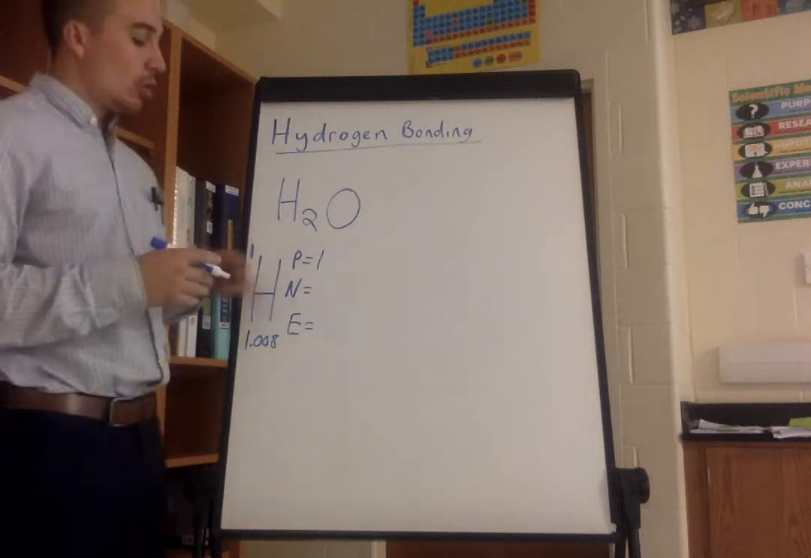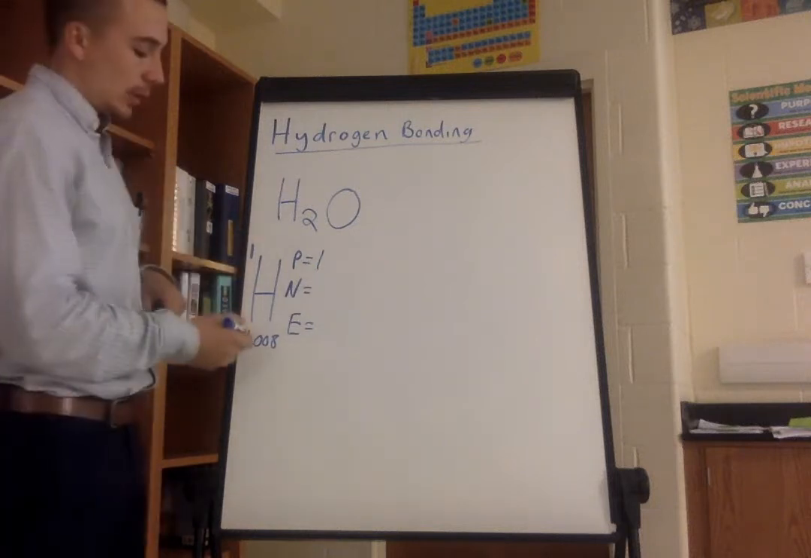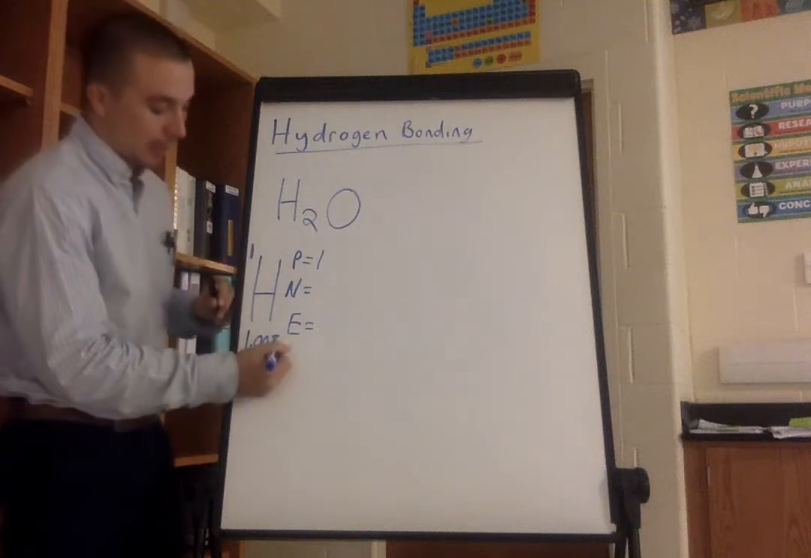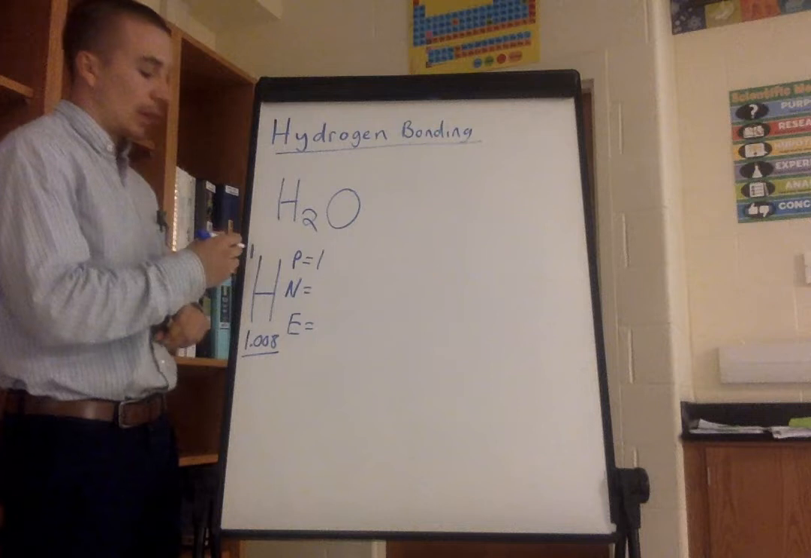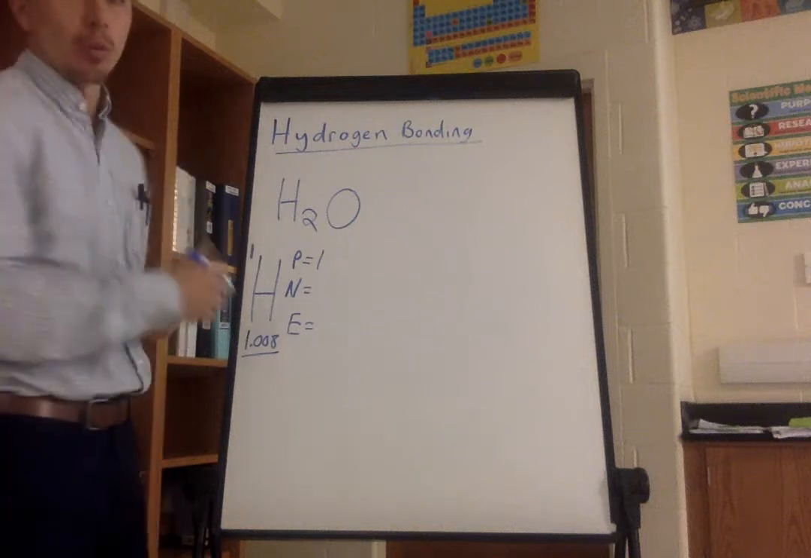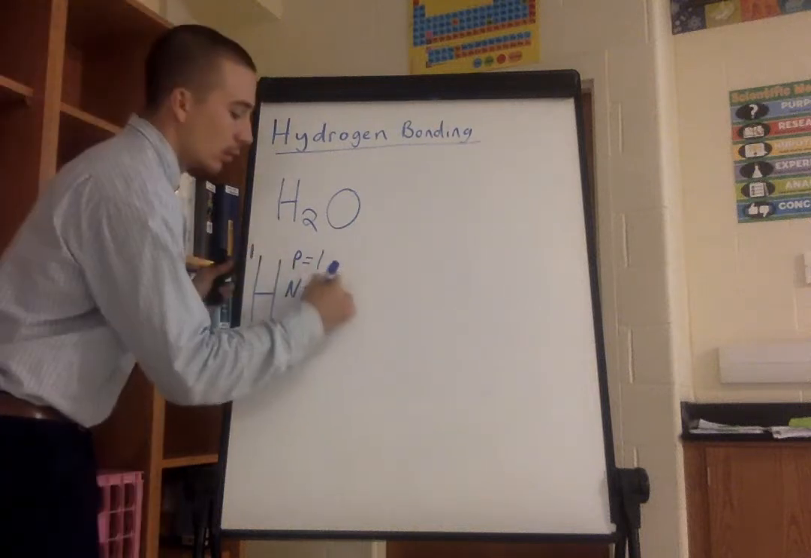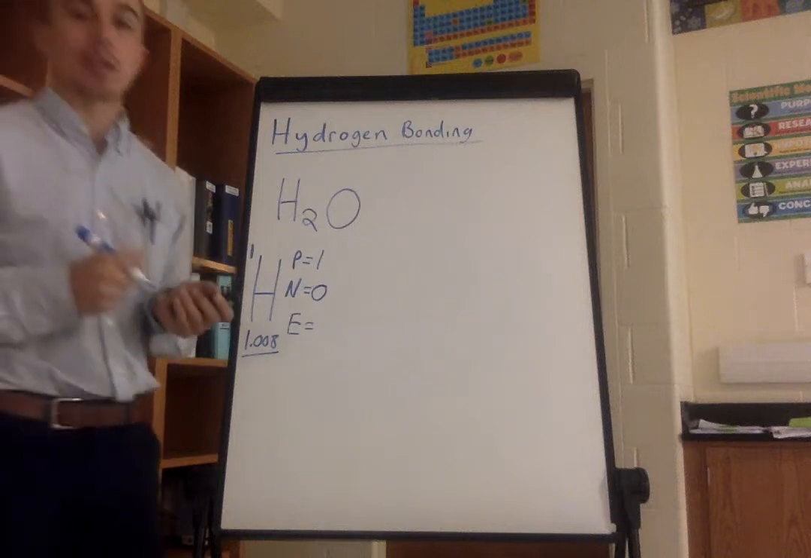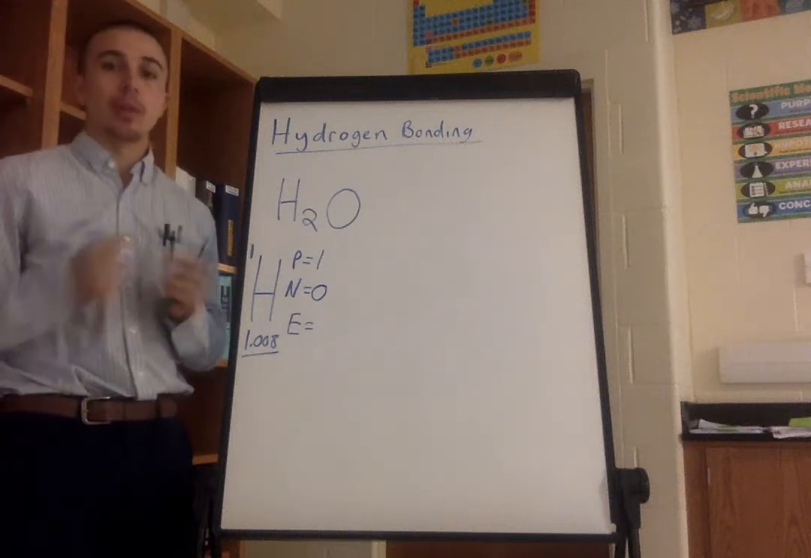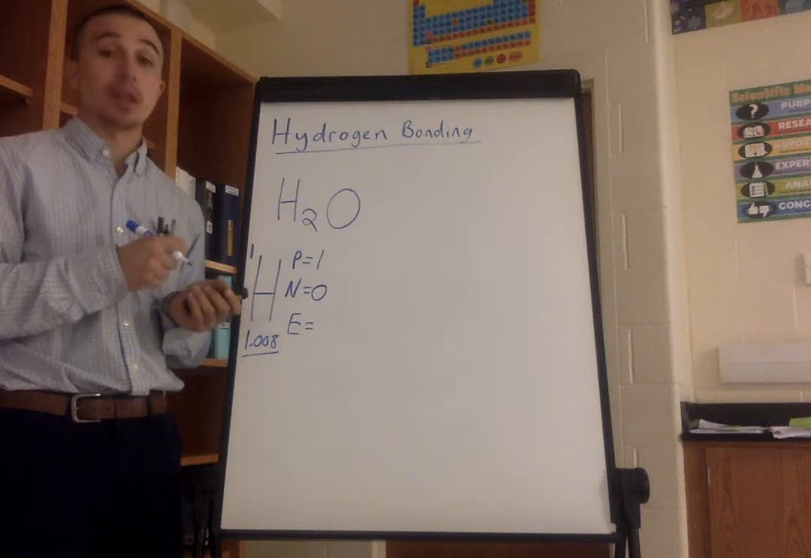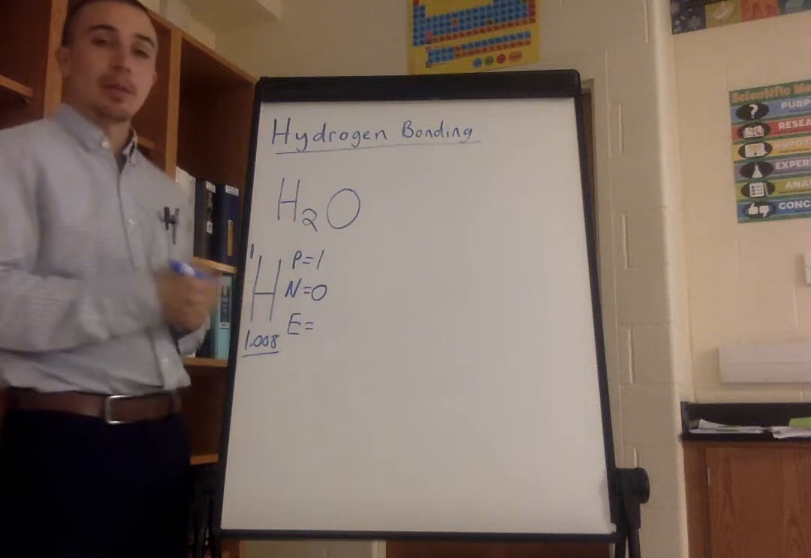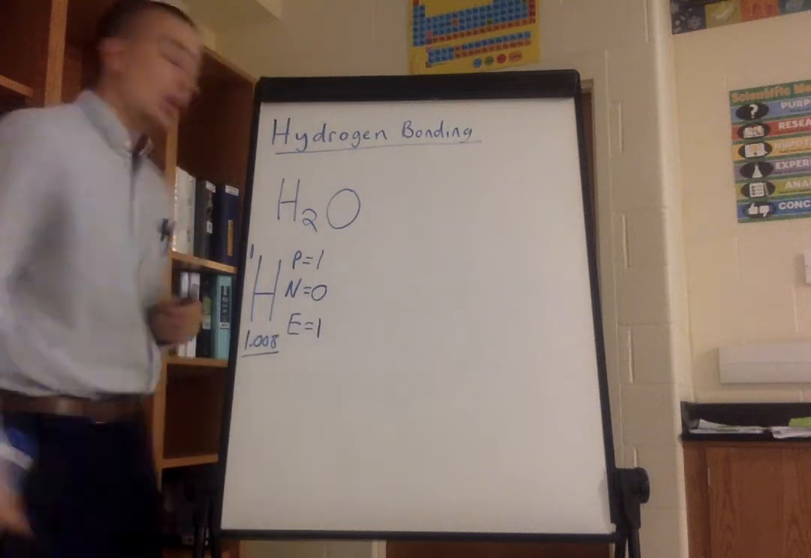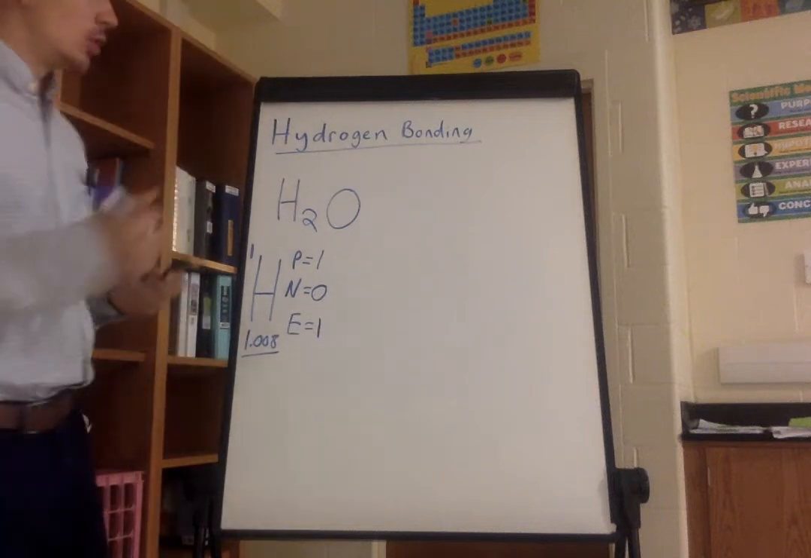Second, neutrons. The neutrons are very simple. Remember, you take the atomic weight and you subtract the atomic number. So 1 minus 1 is 0. So for neutrons, we have 0. Now electrons. Remember, electrons are the negative charge. They're basically the opposite of the protons. So the protons are 1, which means electrons are going to be negative 1, or 1. Next, we need to do the oxygen.